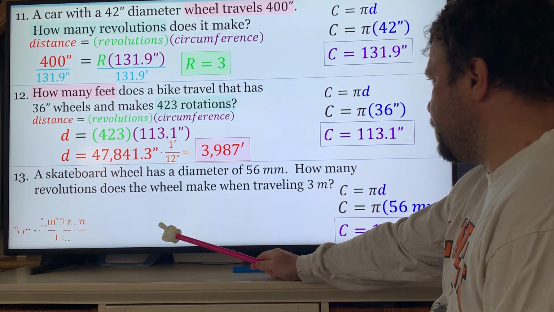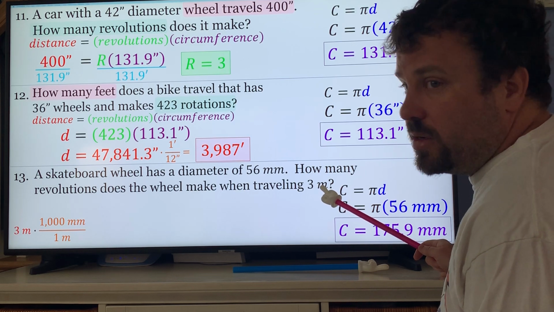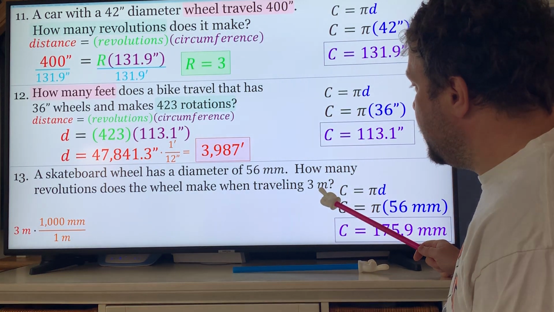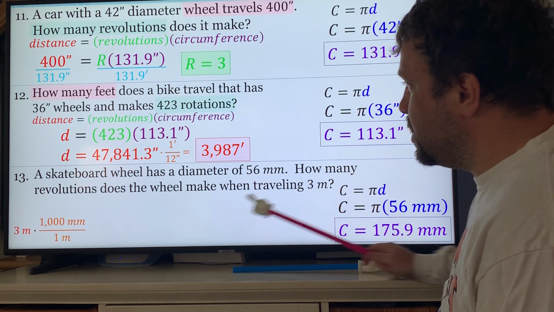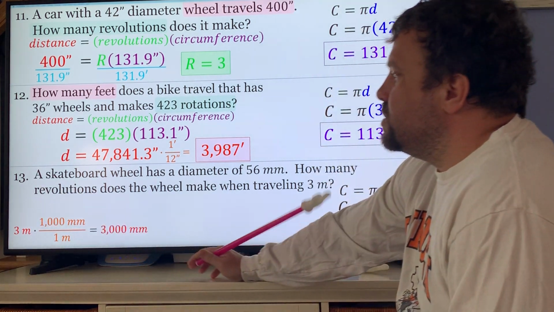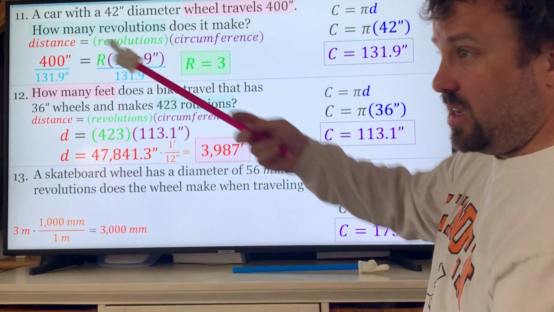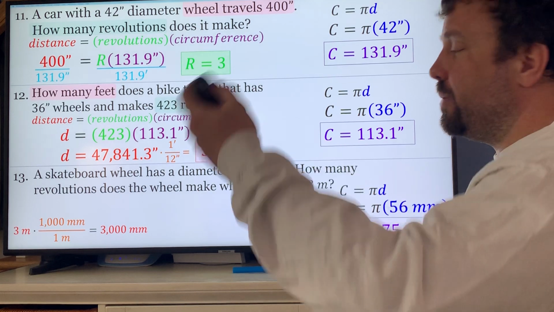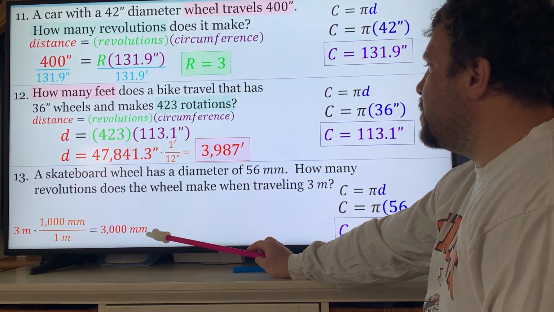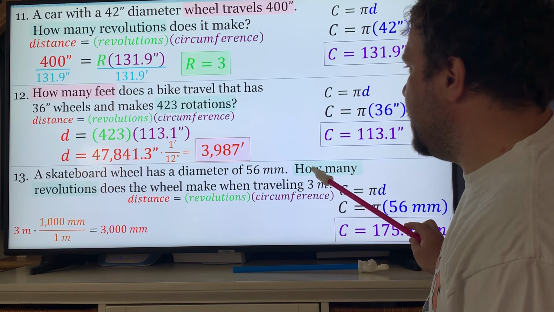Now, meters has to go to millimeters, because you have to have everything in the same units. So, we know that 1 meter is 1,000 millimeters. So we got 3,000 millimeters. And we remember we just did the conversion about 5 minutes ago. So that 3,000 is the what? You're traveling this. So how many revolutions?